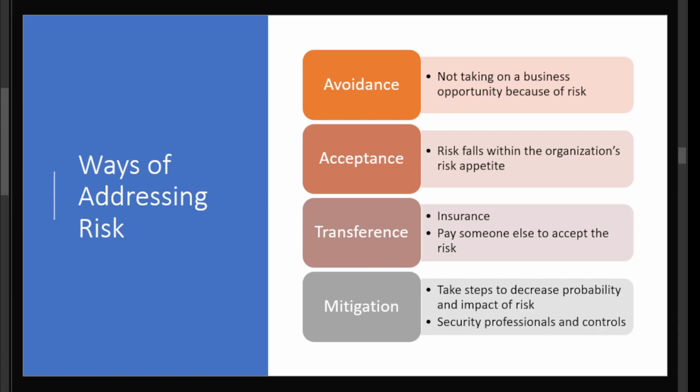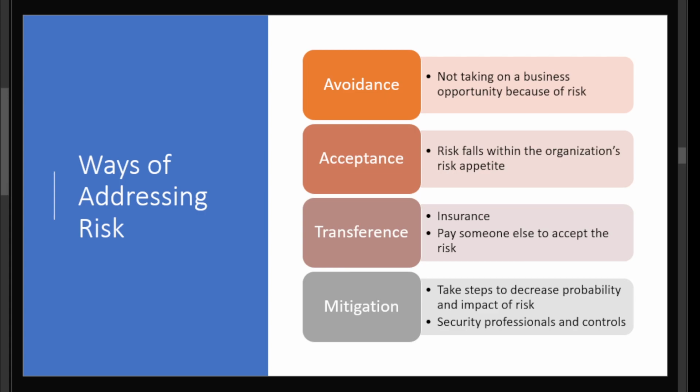So some ways of addressing risk. First, you can practice risk avoidance. This would be not taking on a business opportunity because of risk. You're literally avoiding the risk. Risk acceptance is when risk falls within the organization's risk appetite. So the risk can be accepted after security controls are in place. Once the organization feels that they've done their mitigation, they can allow for some risk acceptance.